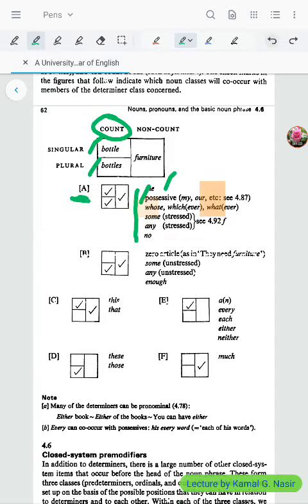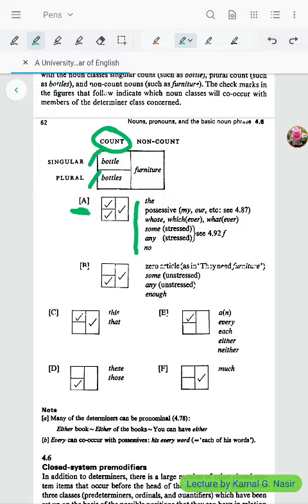This group of determiners, they come with what? With the singular countable noun, and with the plural countable noun, and with the non-countable noun. Okay, so we can say the bottle and the bottles and the furniture. Or we say my bottle, my bottles, or my furniture. Our bottle, our bottles, and our furniture.